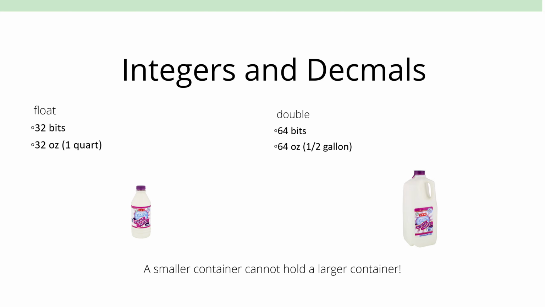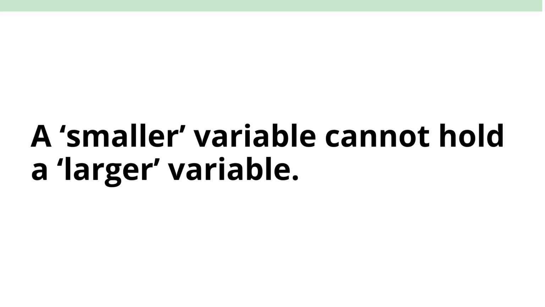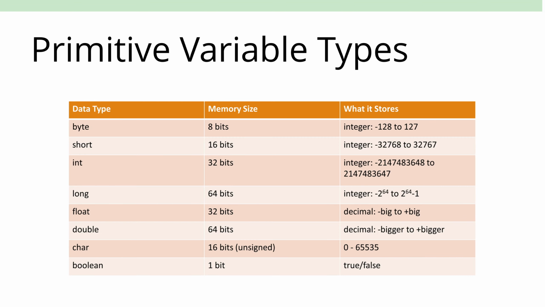So that leads us to a rule. A smaller container cannot hold a larger container. And we make it a smaller variable cannot hold a larger variable. Okay, so let's go ahead and see that in action. We'll get to that in a second. But we also want to talk about integers and decimals.